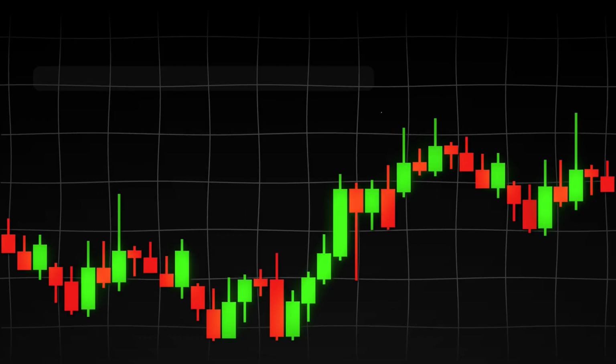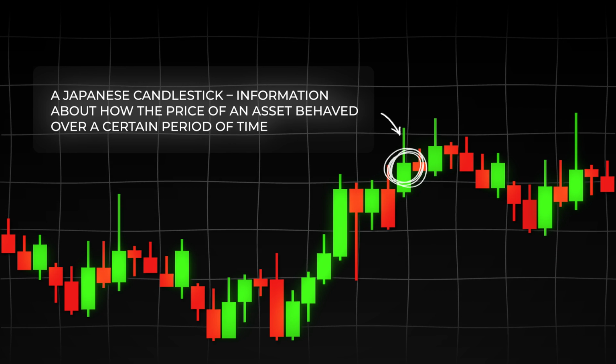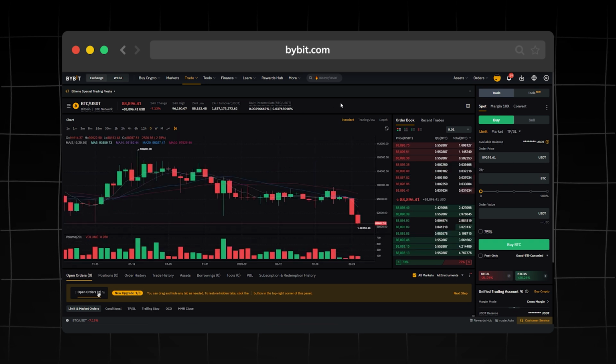What are they? A Japanese candlestick is first and foremost information about how the price of an asset behaved over a certain period of time. For example, if you open a daily chart, one candlestick will represent the price movement over one day.